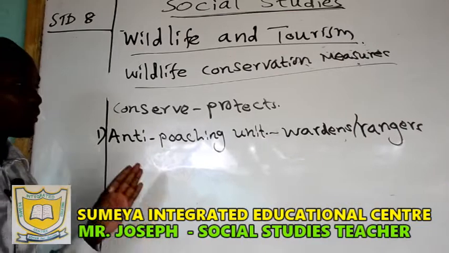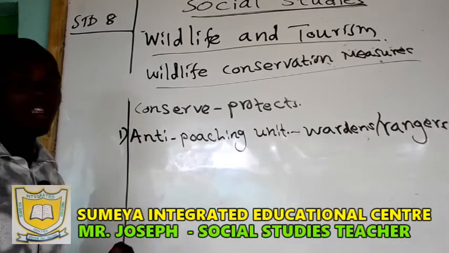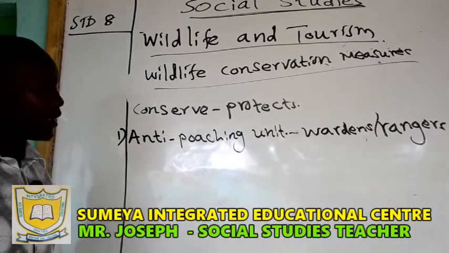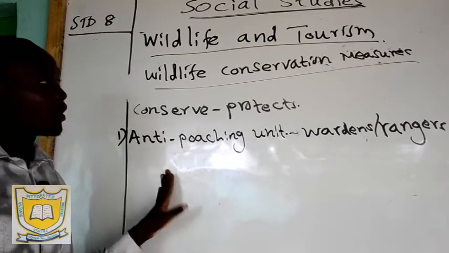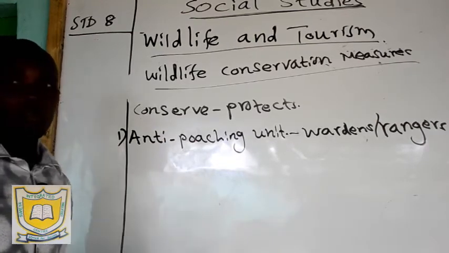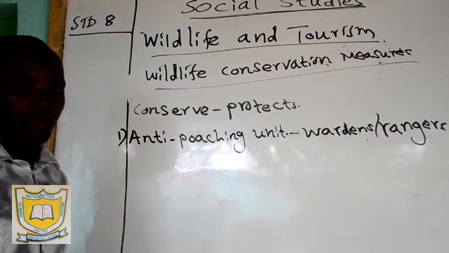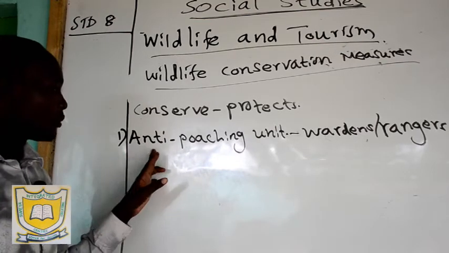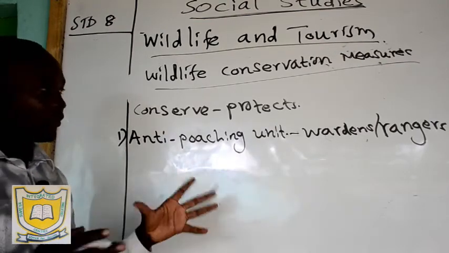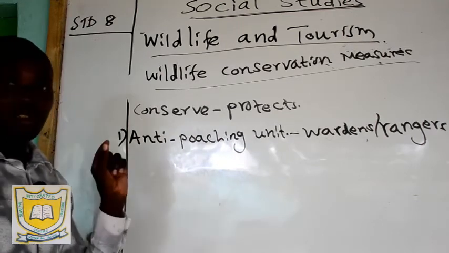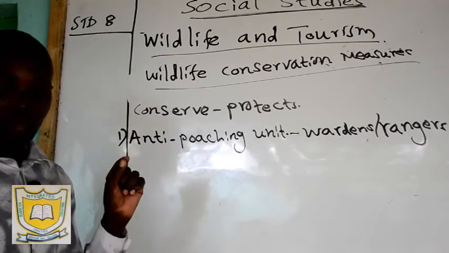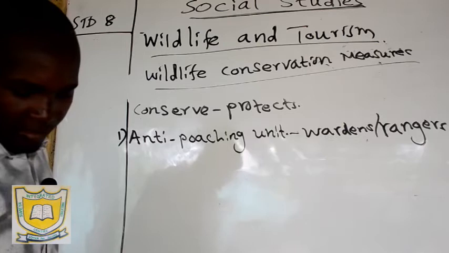Because we have said the best way of conserving wildlife is also educating the people. That is why education about tourism and wildlife is in the book we learn. That's the only best way we can do. So the anti-poaching unit are police who take care of the wildlife. If you are found, then at the end of the day you will be charged.